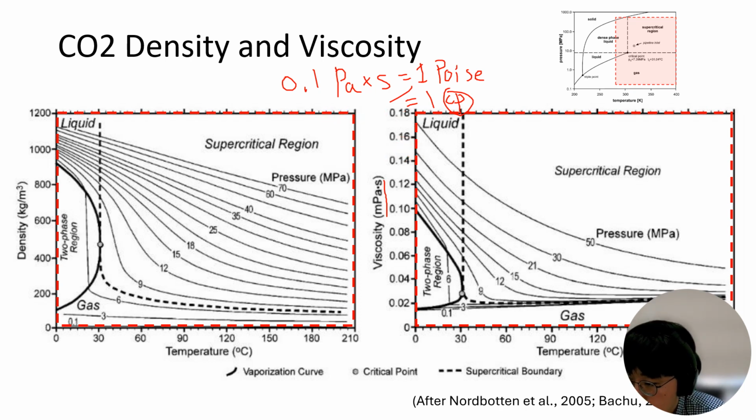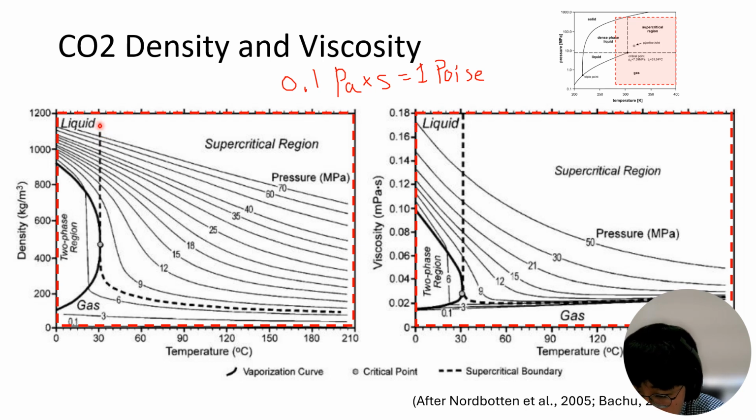Okay, I'm going to remove this note really quick. So from here, we have density changes, and different lines indicate different pressures. For example, the last line is the case when the pressure is 70 megapascal, and then this line is for when the pressure is 9 megapascal, and this one is 6 megapascal, and so on.